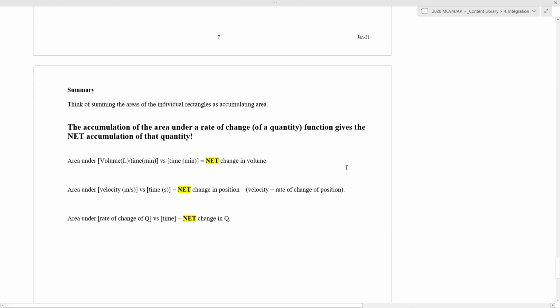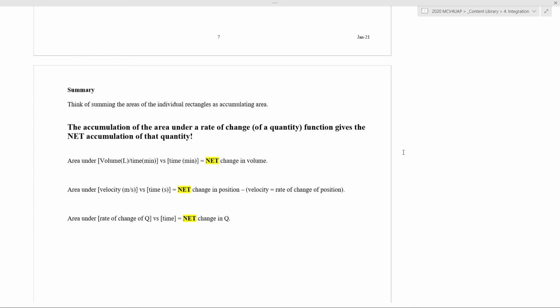Okay, so just to summarize, you can think of summing the areas of rectangles, or trapezoids for that matter. As you add up the rectangles or add up the trapezoids, you are accumulating area. You're adding areas as you move along. The more rectangles or trapezoids you have, the more area you're accumulating. The accumulation of the area under a rate of change of some quantity, we used volume quite a bit today, gives the accumulation of that quantity.